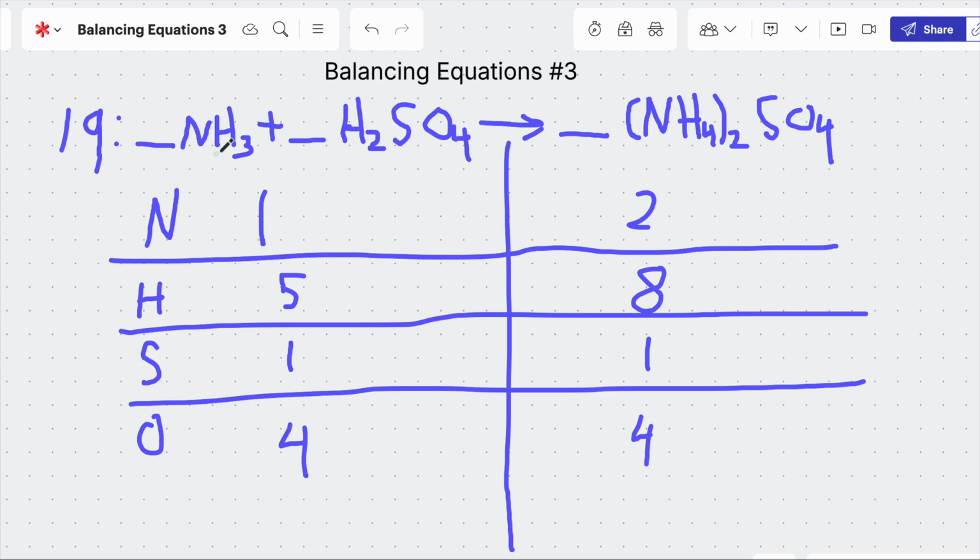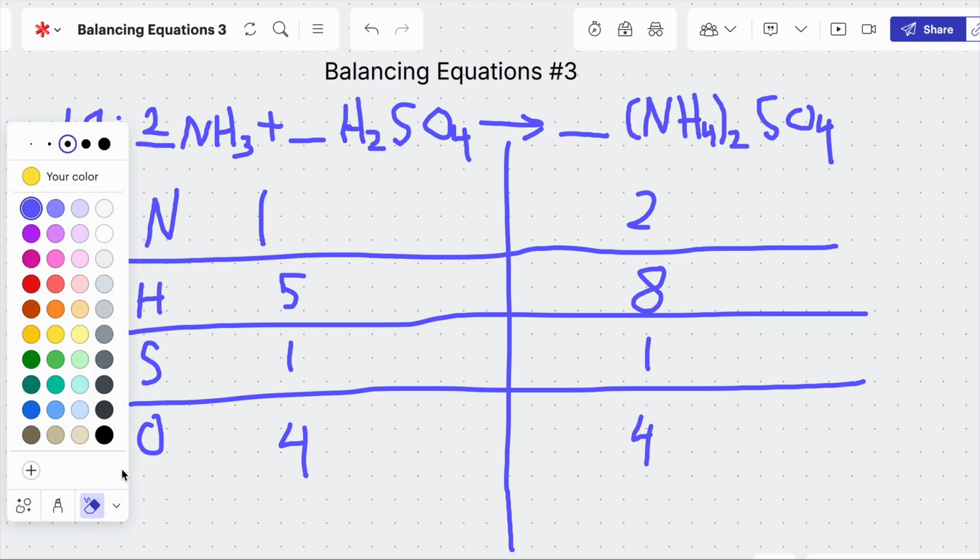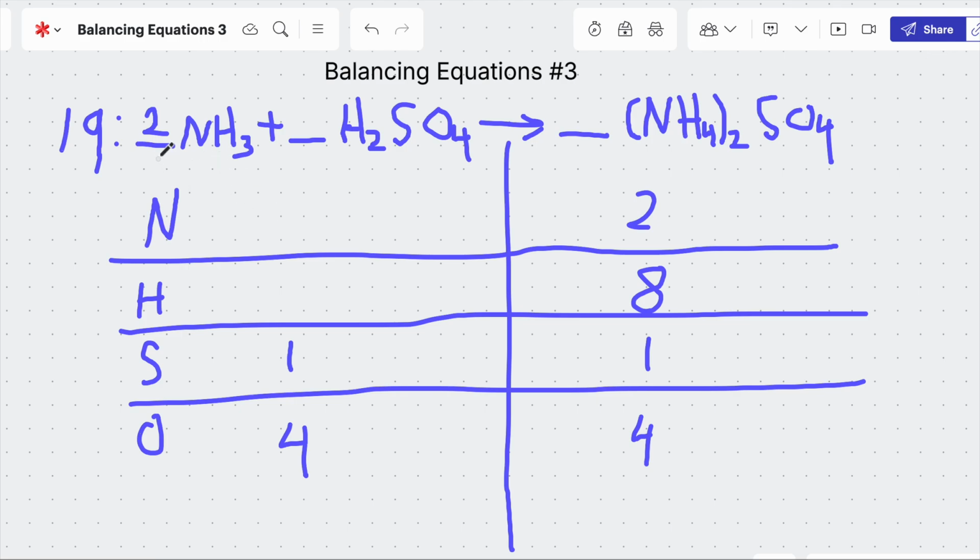Yeah, so to add another N, can only do that one way. Bump that up to 2. Erase that, because that's going to change both our Ns and our Hs. So 2 times 1 for our N is 2. 2 times 3 for our Hs is 6. Oh, I made a mistake. Okay, so yes, that is 6, but we have this 2 right here. So that's going to be 8. And everything else looks good. So we plug in 1s for our blanks. And we're good to go.